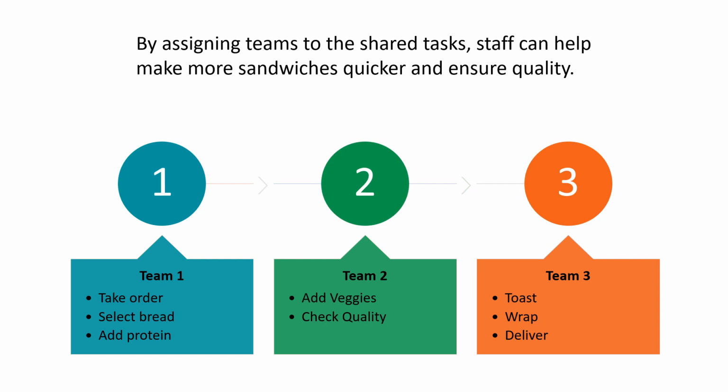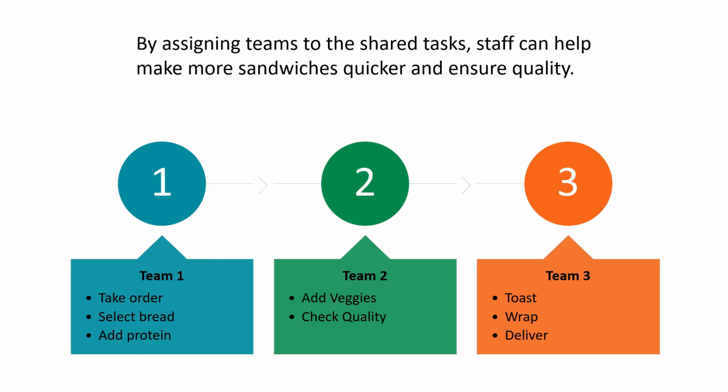So a little bit better explanation is that by assigning teams to the shared tasks, staff can help make more sandwiches quicker to ensure quality. Think back to our standard work chart. Everybody knows what their job is. Everybody knows what that team's job is, so it makes it a little bit more efficient. So team 1, that's our order taking, selecting the bread, and adding protein. Team 2, keep in mind, this is only the people adding the veggies and sauces. They're adding veggies and they're checking for quality. Team 3, they're toasting, wrapping, and delivering.